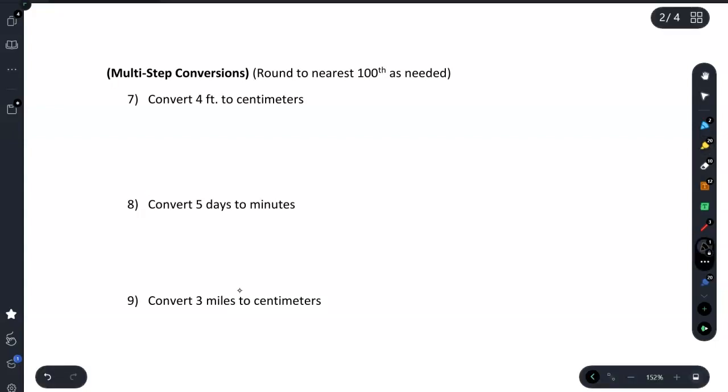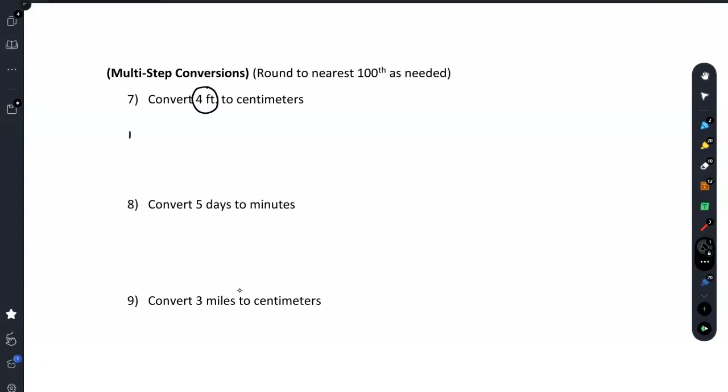So with this very first one, I see that I'm starting with 4 feet, so I want to go ahead and put that as a fraction, 4 feet over 1. I know I want to get rid of feet, so I'm going to put feet on bottom, and I want to turn this into centimeters, right? That's what I'm trying to convert to.